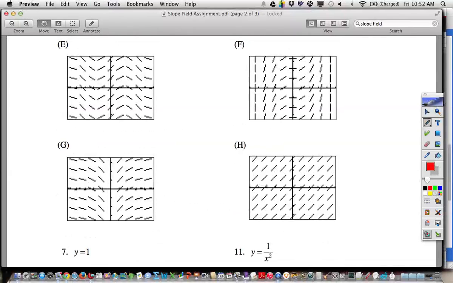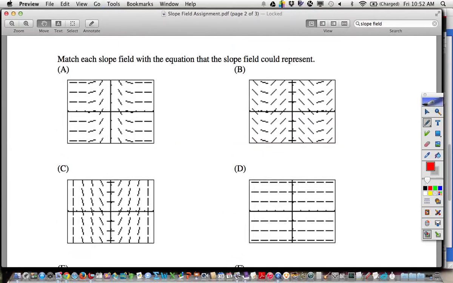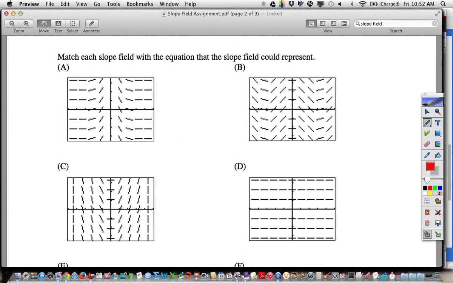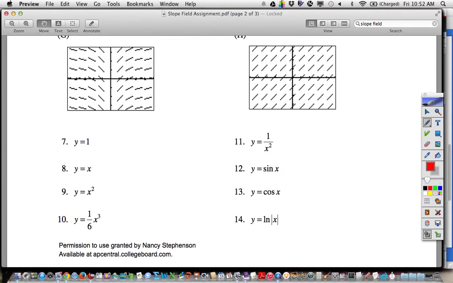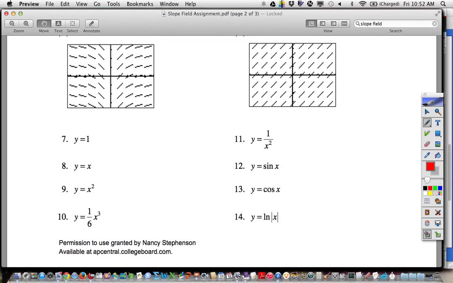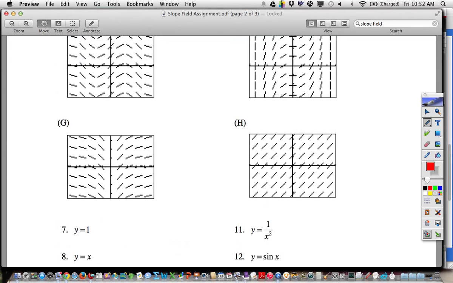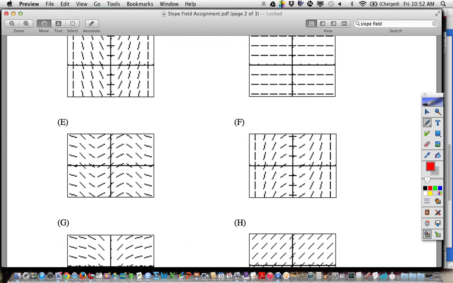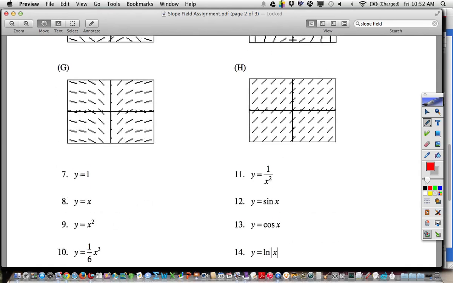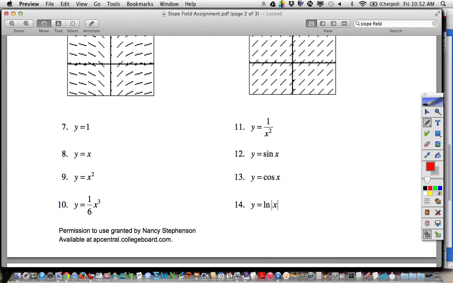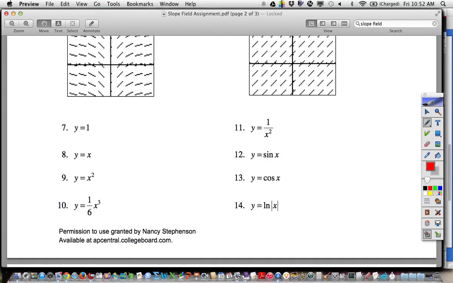But I want to go back to the second page. This is a little different. Match each slope field with the equation that it represents. You go down here, and what do you notice about those equations? They're y equals. So these equations are actually what these graphs are, right? Because remember, the slope field is representing the y graph. I'm not sure I would ask you that on a quiz, to be honest with you, but I just wanted you to make sure that you noticed what it is you were finding.